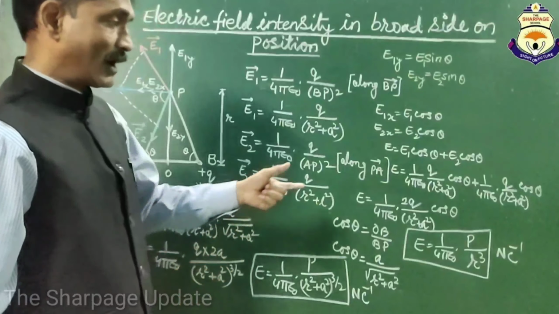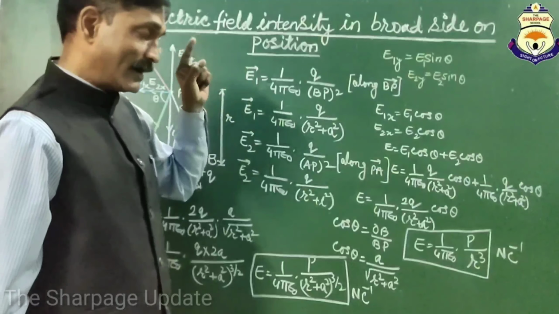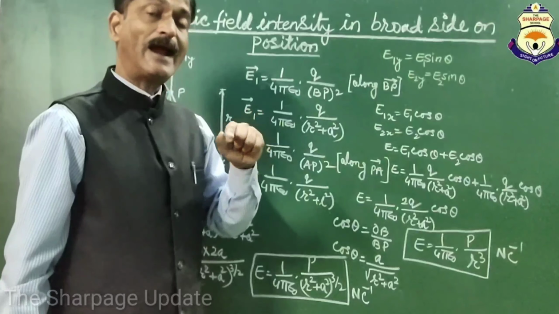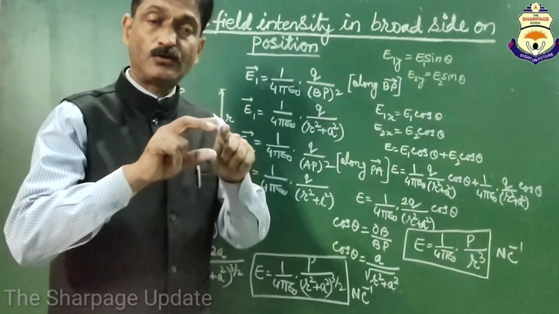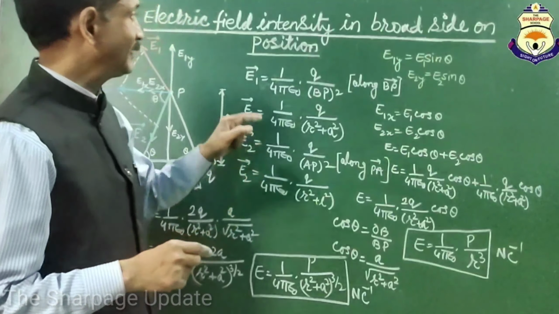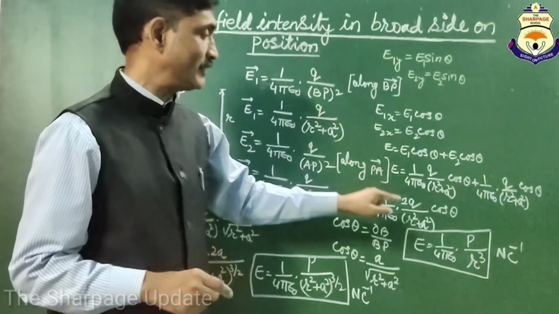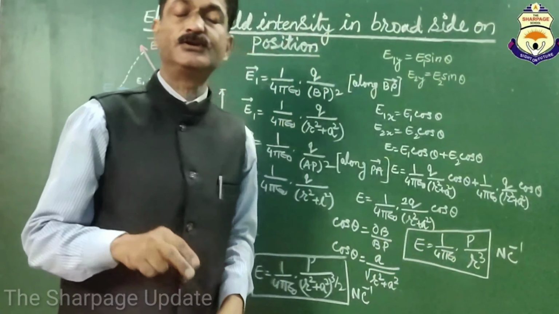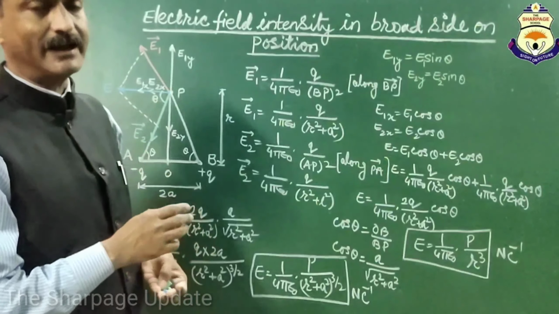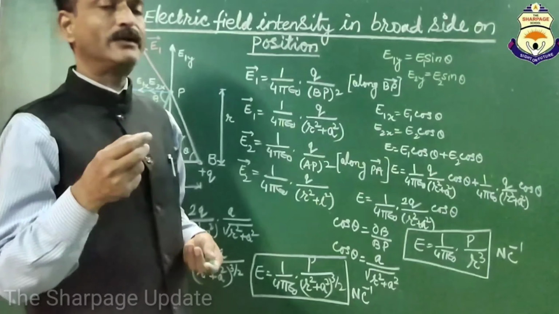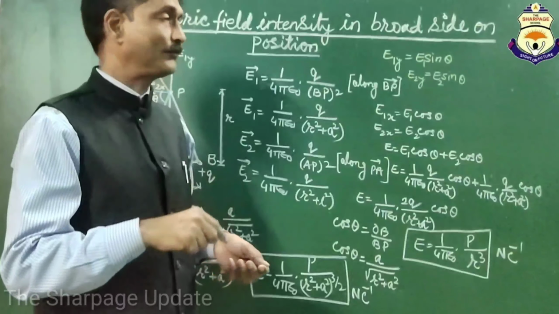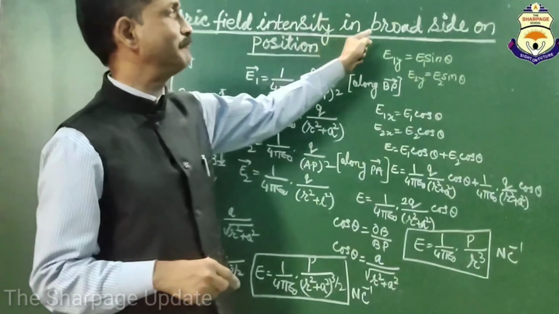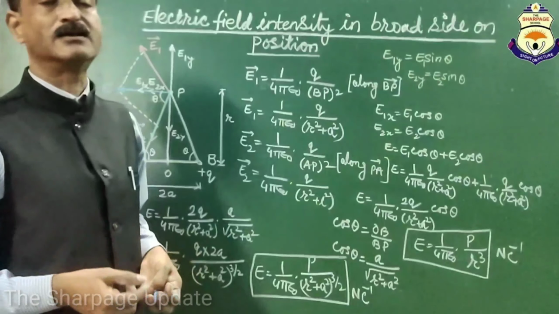So this is the final expression for the electric field intensity in broadside position or transverse position. Now you can see here, the electric field intensity in end on position is E equal to 1 upon 4 pi epsilon 0 into 2P upon r cube, and the electric field intensity in broadside position is equal to 1 upon 4 pi epsilon 0 into P upon r cube. So we can say that the electric field intensity due to an electric dipole in end on position is double the electric field intensity in broadside position or transverse position.